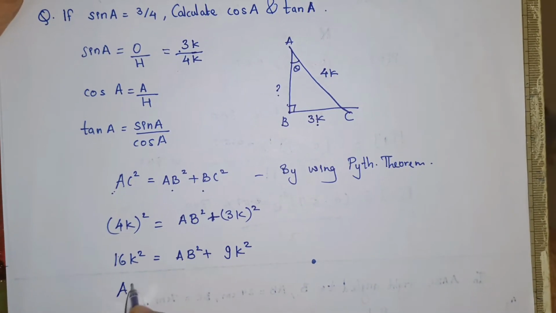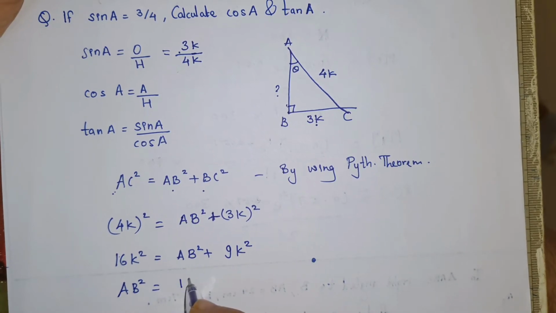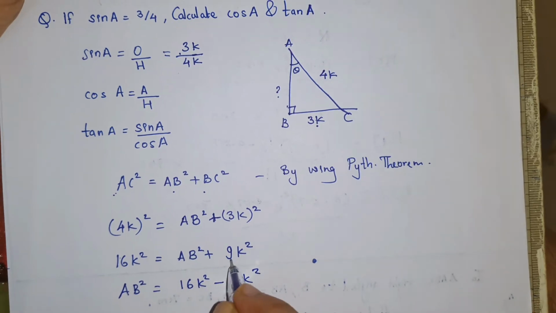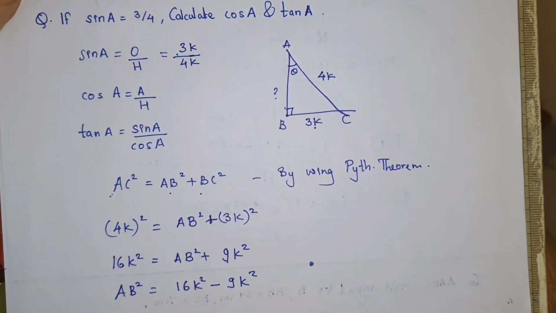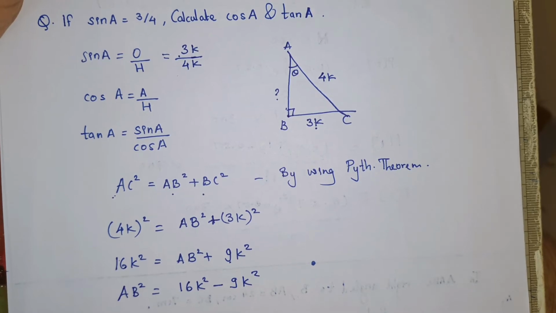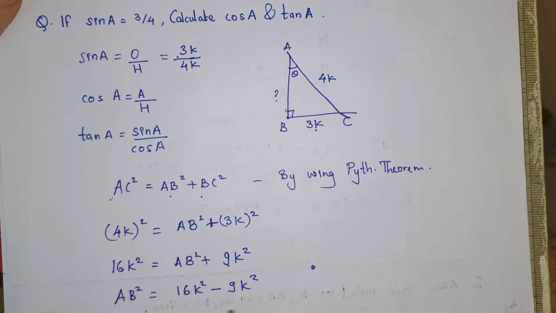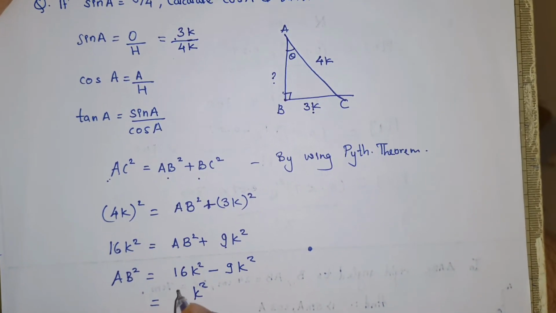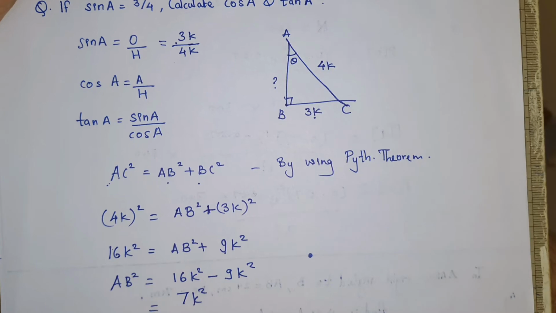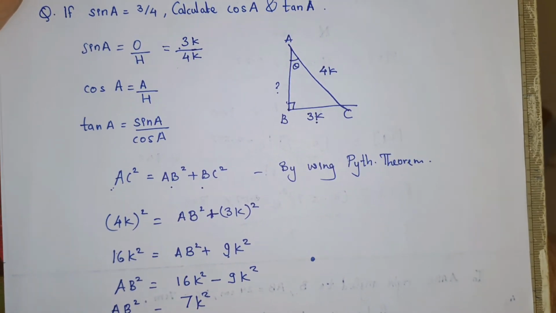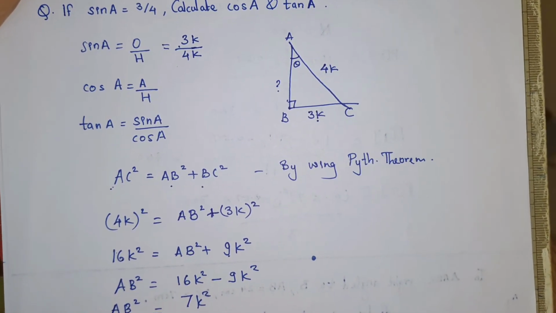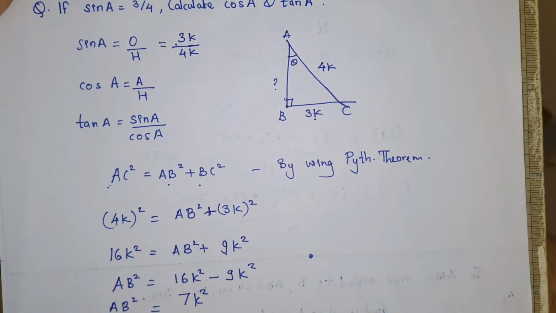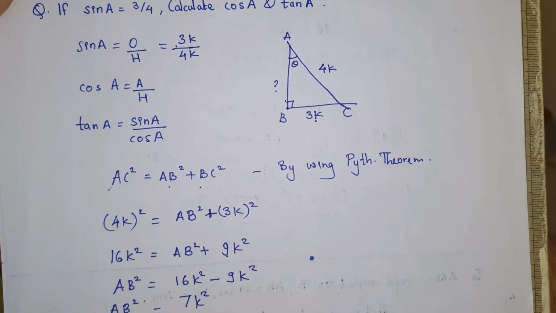Now hence we will be getting AB square is equal to 16k square minus 9k square. Just we have shifted this 9k square towards here. Now 16 minus 9, that will be equal to 7. So AB square is equal to 7k square. Now by taking square root on both sides, AB is equal to root of 7 k.